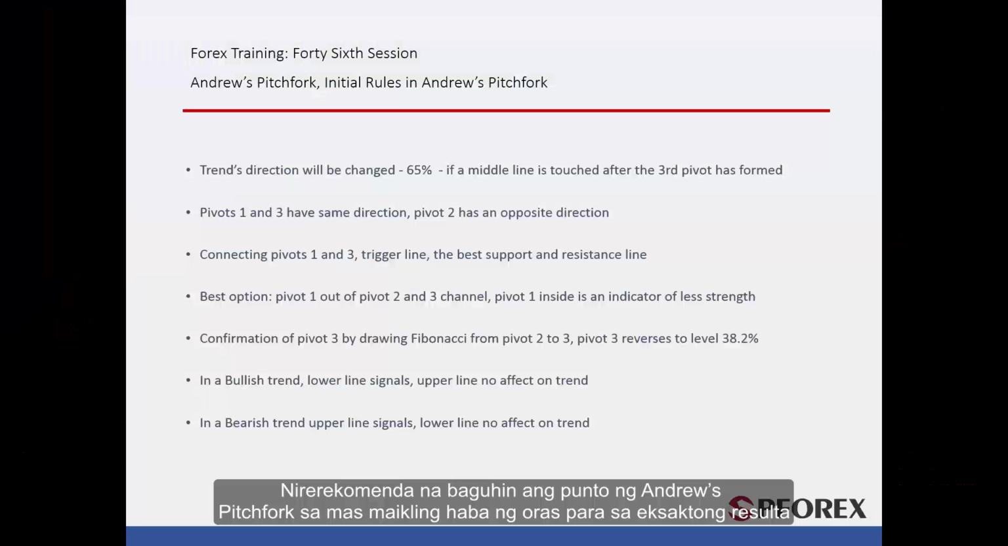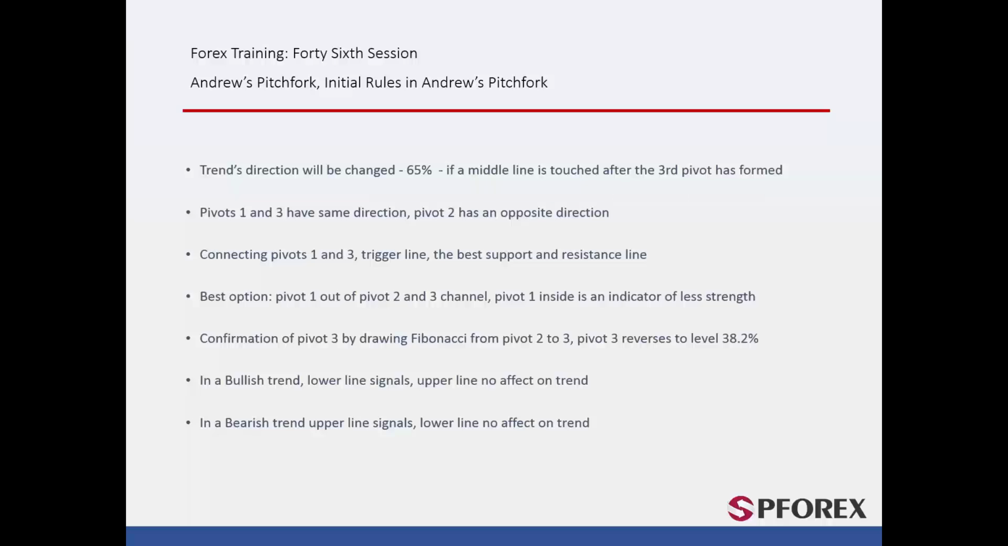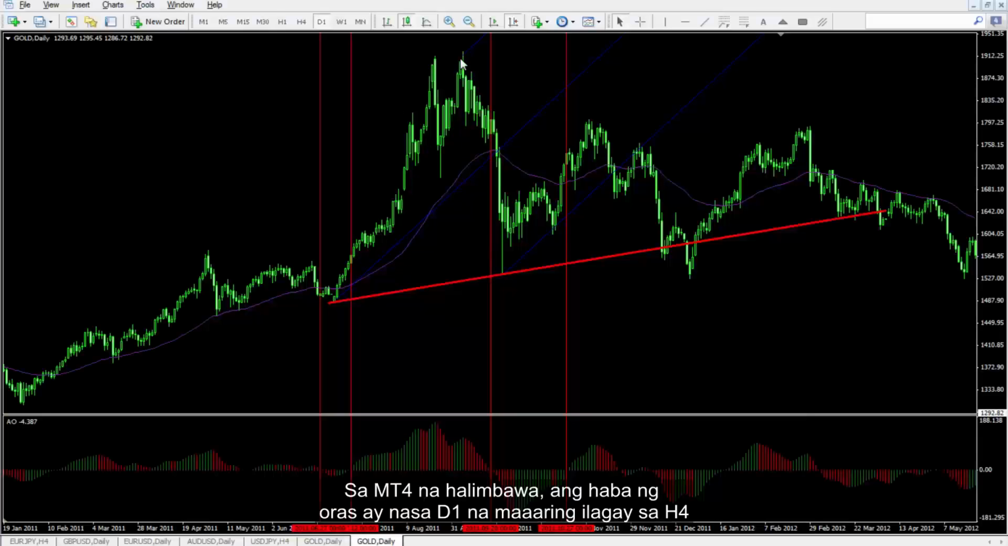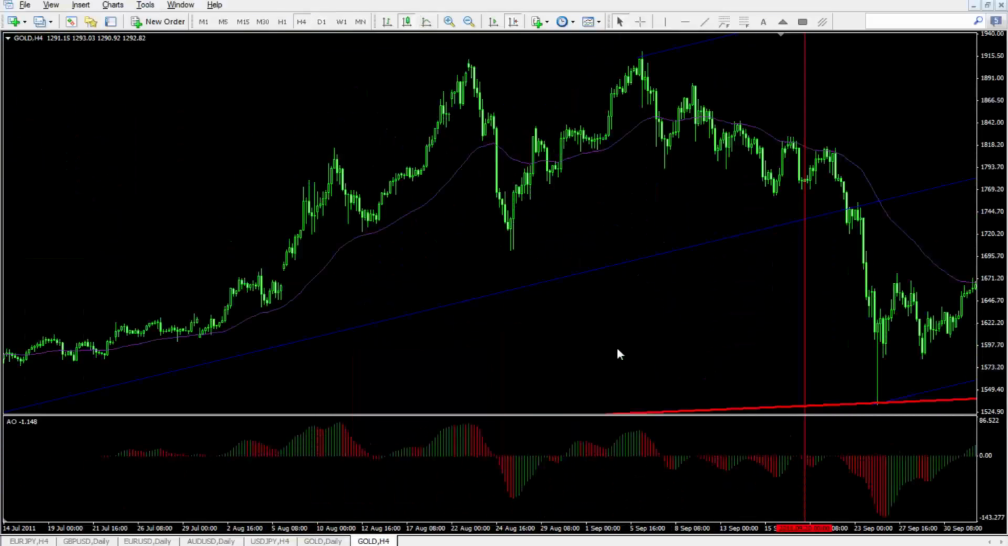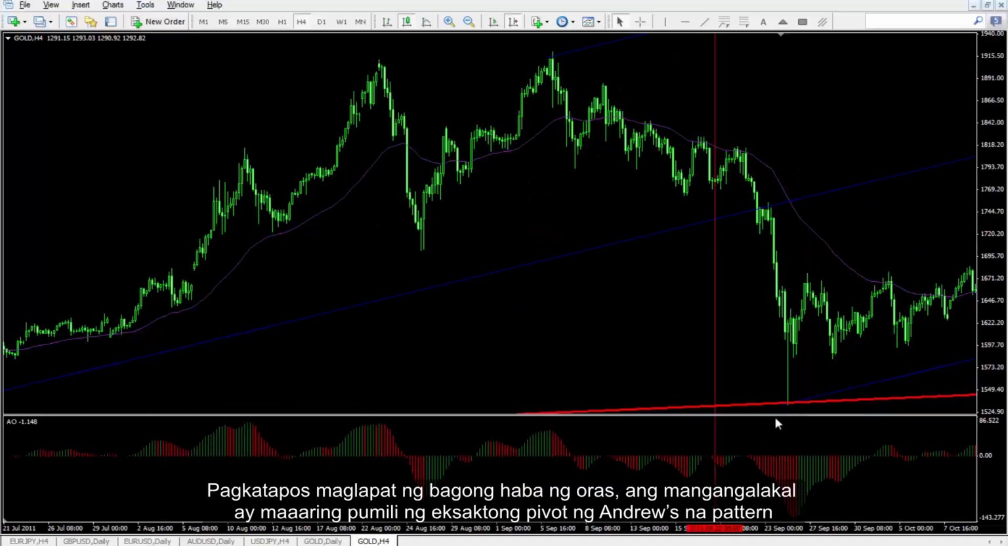It is recommended to modify Andrew's pitchfork points in a shorter time frame for more precise results. In the MetaTrader 4 example, the time frame was on D1, which can be set on H4. After setting a new time frame, a trader can select precise pivots of Andrew's pattern.